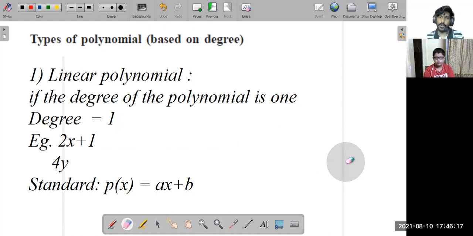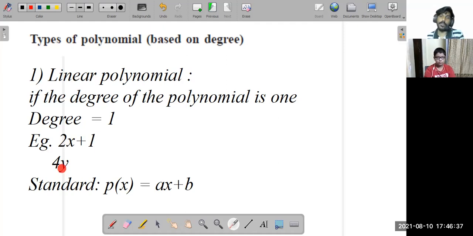Any linear polynomial should look like this: ax plus b. Are you getting it? Any linear polynomial you take has to look like this. So for example, the first one is ax plus b, where a is 2 and b is 1.